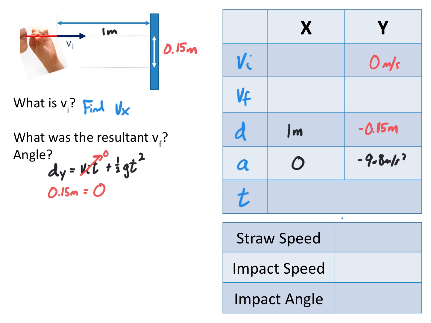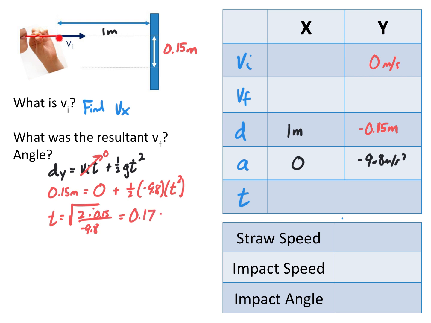So I know my initial velocity in y is 0. I can use the dy. I know it traveled 0.15 meters and it's accelerated at negative 9.8 meters per second squared. So I can solve for time. I'm substituting the numbers in. Dy is 0.15. I'm rearranging for t. I'm going to multiply that by 2, divide by 9.8, and take the square root of it to find out how long it takes for that spit wad to fall this distance.